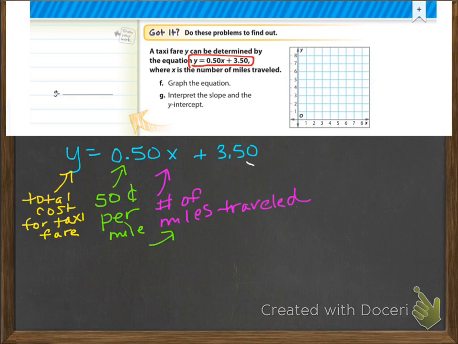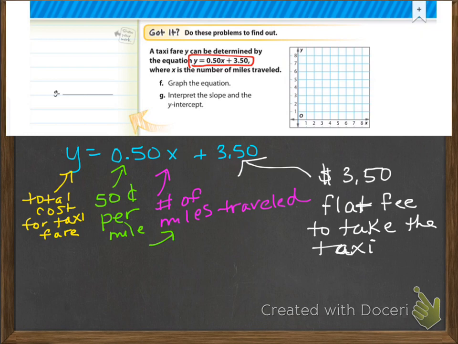So that must mean since the 3.50 we know is a fixed rate, meaning it doesn't change no matter how many miles you drive, so the 3.50 is really the cost to take the cab. So that's going to be the flat fee to take the cab, or the taxi rather. So what that means is that before the cab driver even starts driving, I initially have to pay a $3.50 flat fee, and then I pay 50 cents a mile. There are tons of things in real life that work this way. So you want to make sure that you understand this.